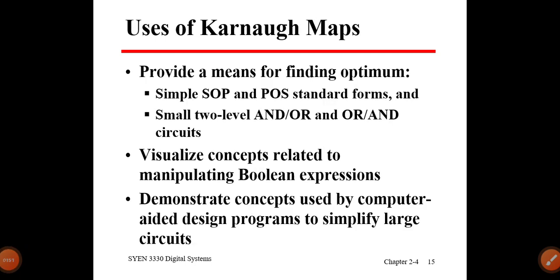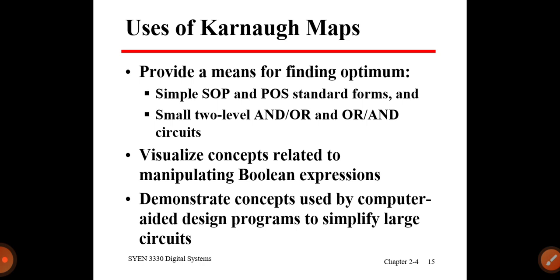Karnaugh maps provide a means for finding the optimum simple SOP and POS standard forms and small two-level AND-OR and OR-AND circuits. An AND-OR circuit is an SOP, and an OR-AND circuit is a POS. They help visualize concepts related to manipulating Boolean expressions, and demonstrate concepts used by computer-aided design programs to simplify larger circuits.